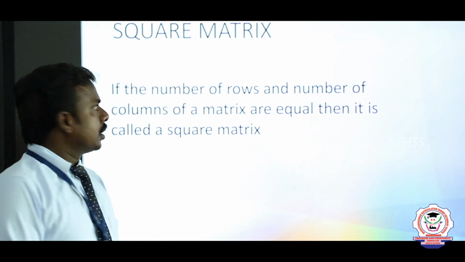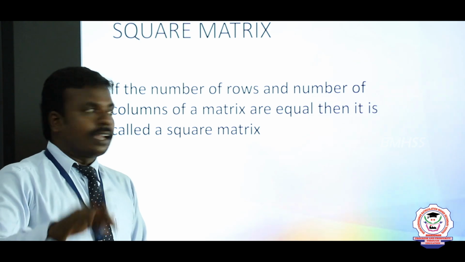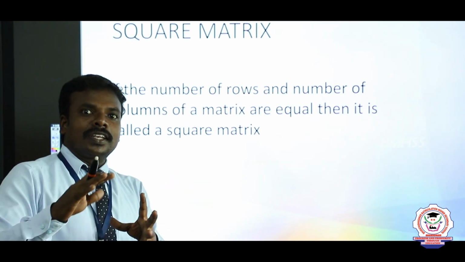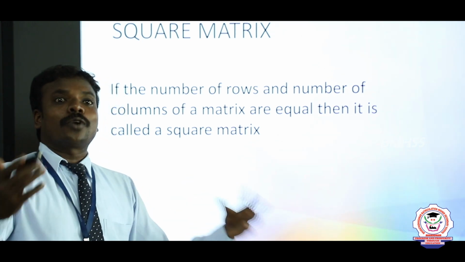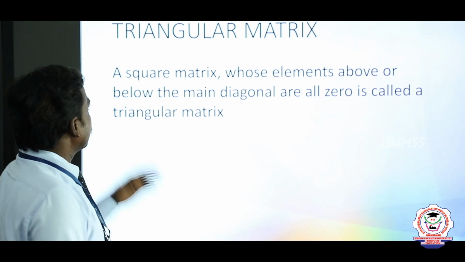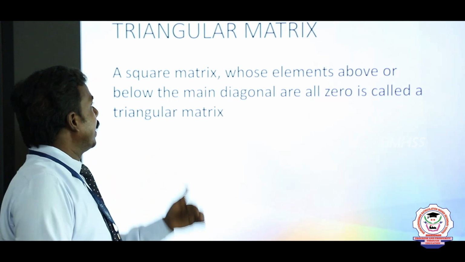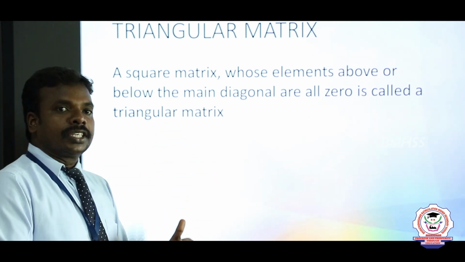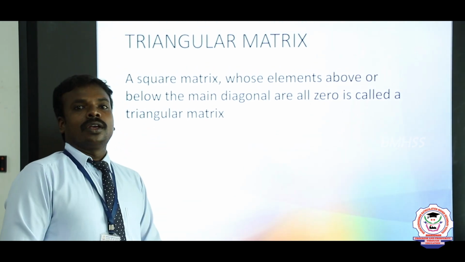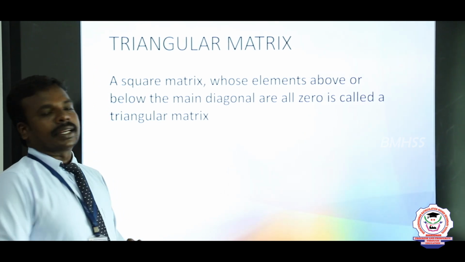Square matrix. If the number of rows and number of columns of a matrix are equal, then it is called a square matrix. Triangular matrix. A square matrix whose elements above or below the main diagonal are zeros is called a triangular matrix. There are two types: one is the upper triangular matrix, another one is the lower triangular matrix.